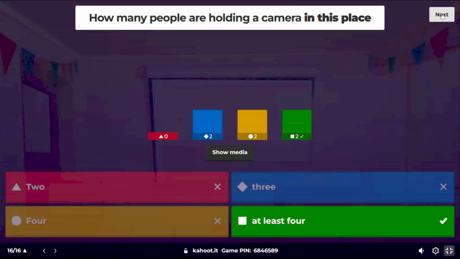Yes, okay. So yeah, the right answer is at least 4. All right. Because actually there were 3 people holding a camera in the photo, but don't forget there is someone who was photographing them. So at least 4.